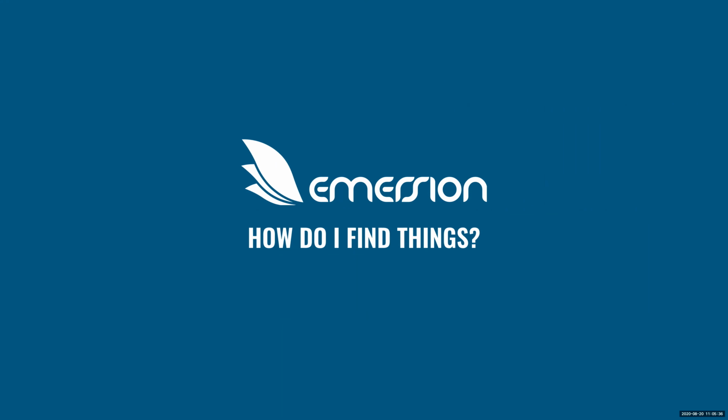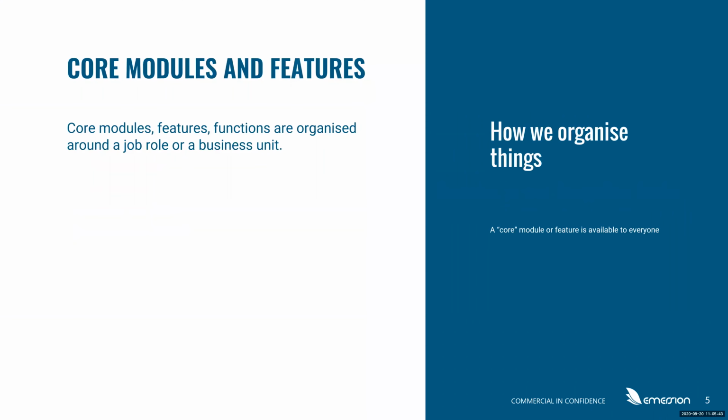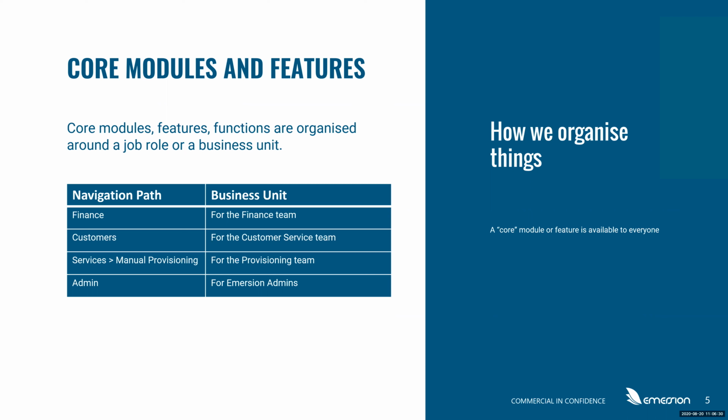The first part of it really is, how do I find things? How we organise things, we're going to talk about three areas. We're going to talk about the core modules and features first. With the core modules and the features, we organise that around a job role or a business unit.